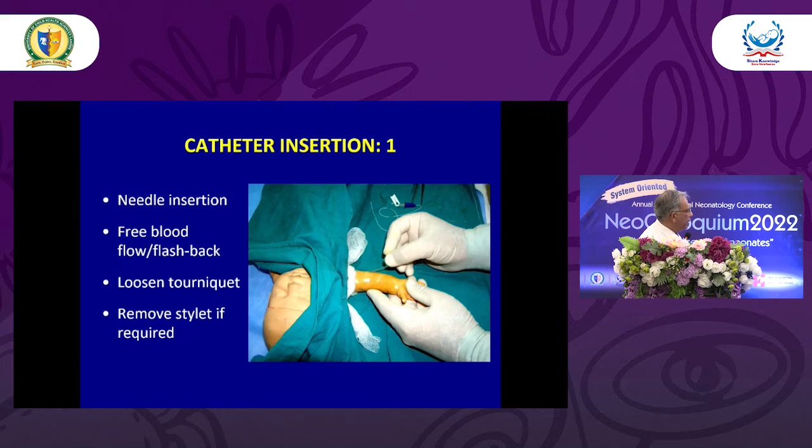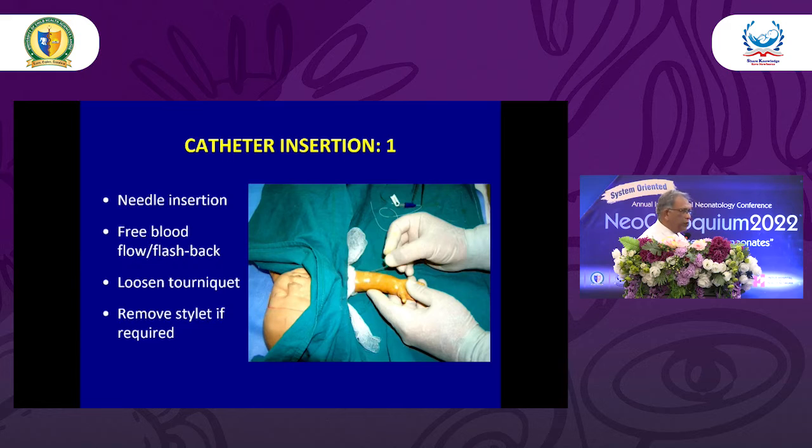The needle is inserted at 15 to 30 degrees from the skin. It has to be a single good prick. If you have to maneuver the needle, rest assured this catheter is not going to go in. One clean prick. And when there is a free flow of blood and it gushes up fairly well, that's the time when we loosen the tourniquet.